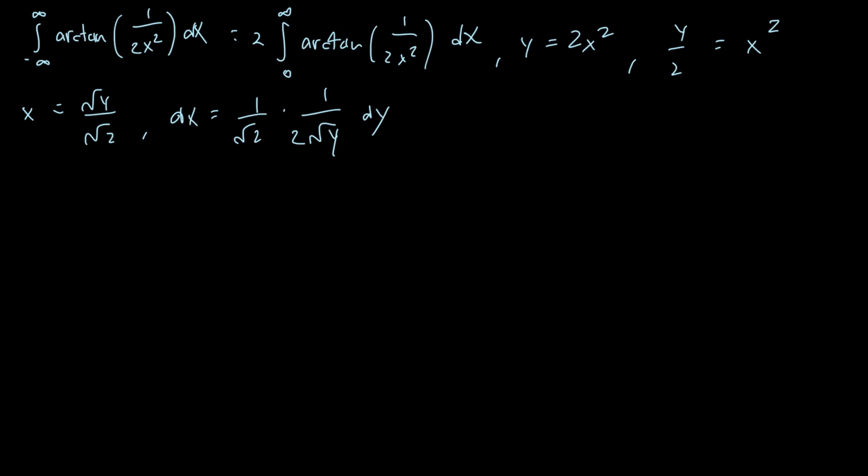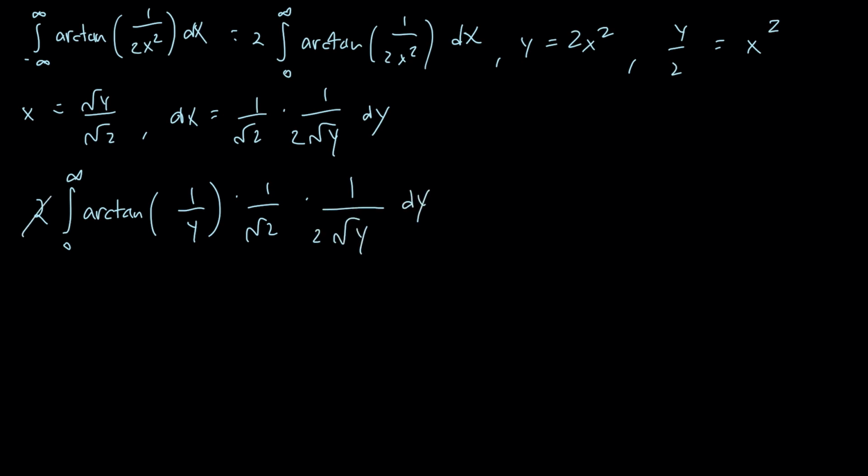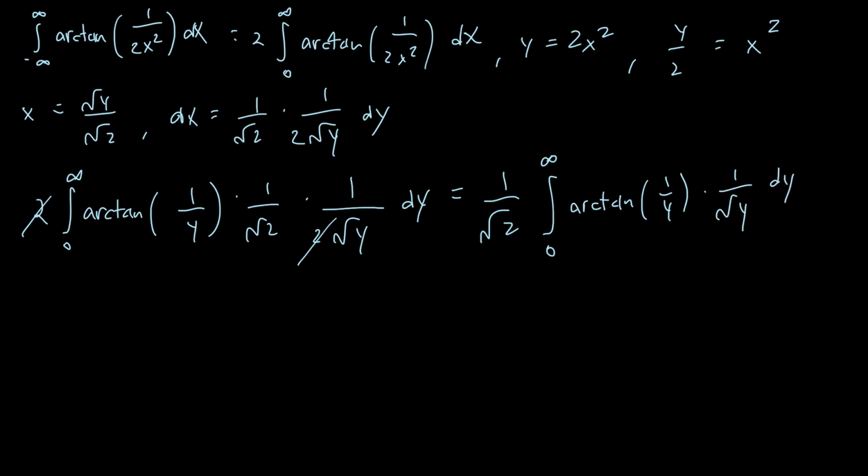So we're going to have twice the integral from 0 to infinity of the arctangent of 1 over y times 1 over the square root of 2 times 1 over 2 times the square root of y dy. These two end up canceling. We have 1 over the square root of 2, the integral from 0 to infinity of the arctangent of 1 over y times 1 over the square root of y dy. And from here we'll make use of integration by parts.